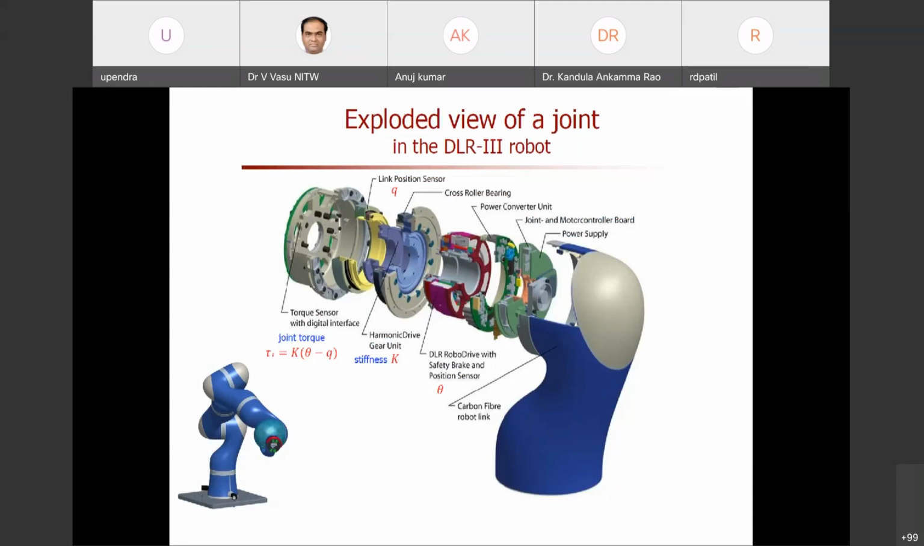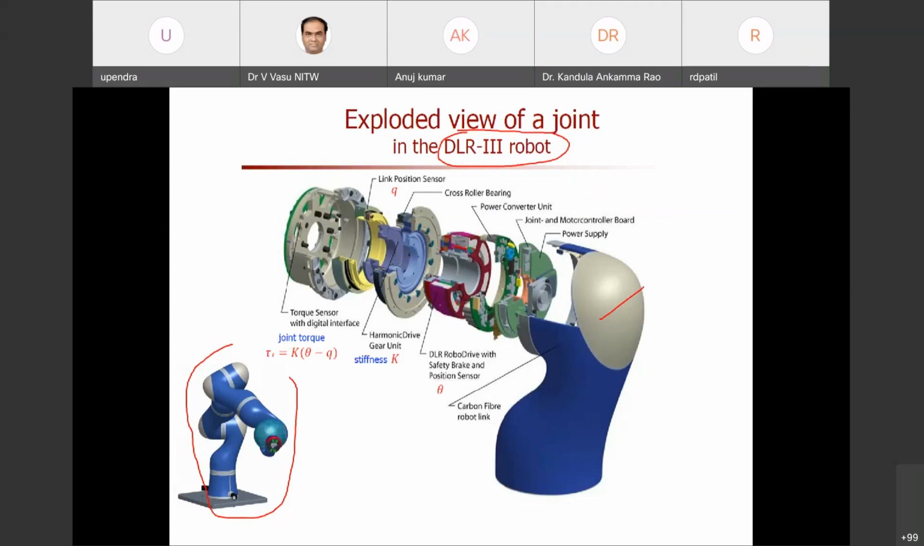Now we have a new robot called the DLR2 robot, which is a very light robot that looks like this. It can weigh up to only 50 kgs. The exploded view is like this: the joint is contained inside, and the outside is all fiber, whereas in the Kuka robot the outside is all metal, iron metal.